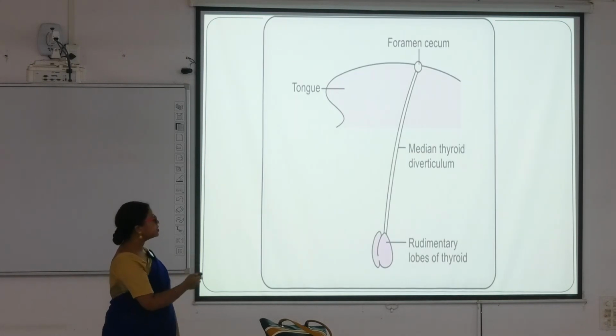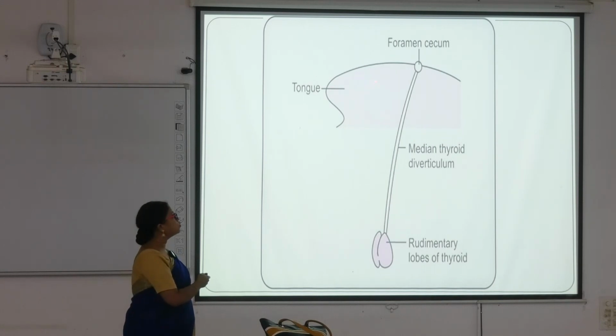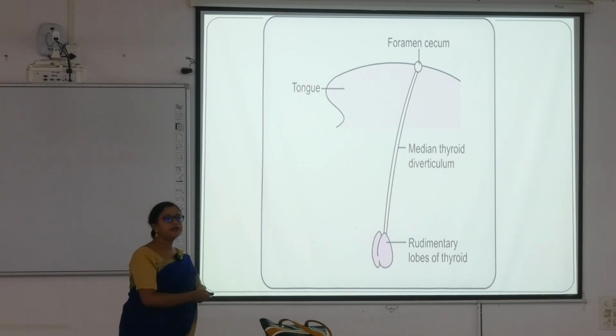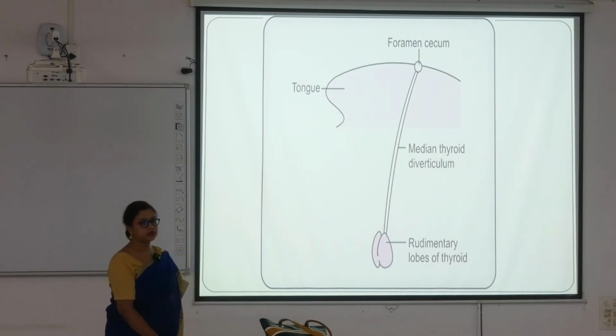So see, this is the foramen cecum, this is the tongue, right? This is the anterior 2/3, posterior 1/3. So foramen cecum descends down, so that is the thyroglossal duct. This is also known as median thyroid diverticulum, another name for the thyroglossal duct.